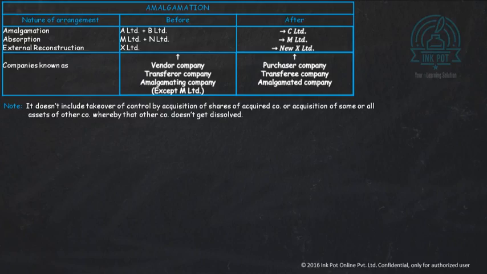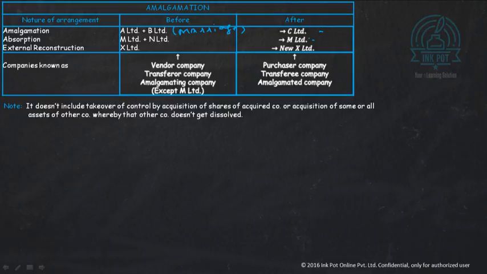In case of amalgamation, when A Limited and B Limited are combining to form a new company, that is C Limited, it's the best example of a marriage. In case of absorption, when M Limited has taken the business of N Limited, N Limited is going to be dissolved and only M Limited will survive. In external reconstruction, X Limited is going to be changed into New X Limited.